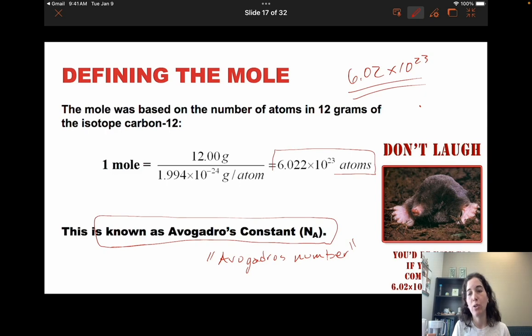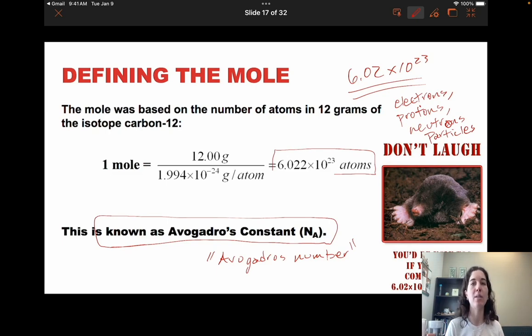Something else we need to pay attention to is it's not just atoms that this describes. It also describes all kinds of particles. So we could be describing electrons, we could be describing protons, neutrons, particles, any type of thing that is itsy bitsy small. We can use a mole to describe it. So it doesn't have to be just atoms that we're talking about. It can be any type of subatomic particle that is very, very small as well.